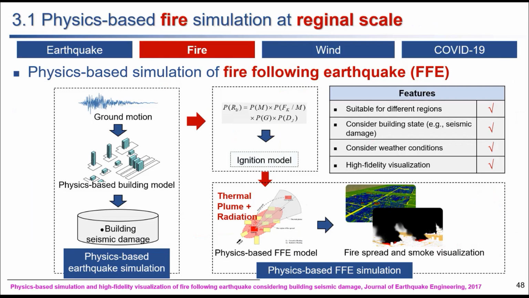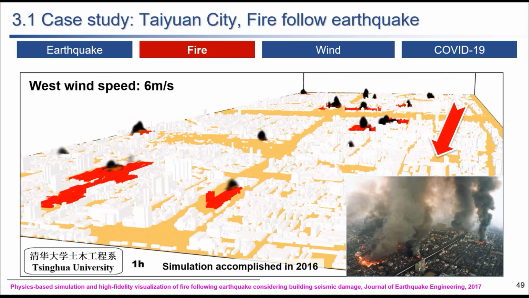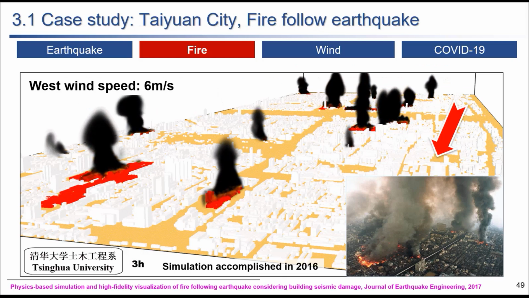Okay, and here are some details about what we did with hazards in addition to earthquakes, for example, fire and fire following earthquake. Firstly, our fire model is also a physics-based model. And secondly, because all our models are physics-based, we can very easily connect the different models to each other. So we first do the earthquake simulation, and then we connect it to our fire model. We can do the fire following earthquake simulation. This is the work we did in 2016.